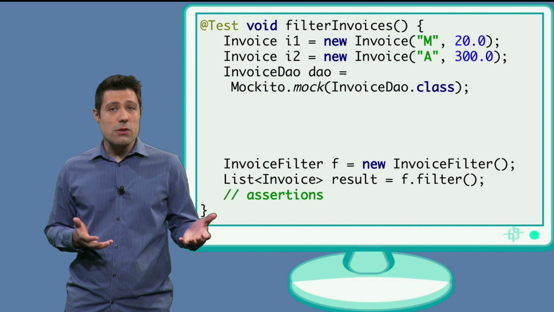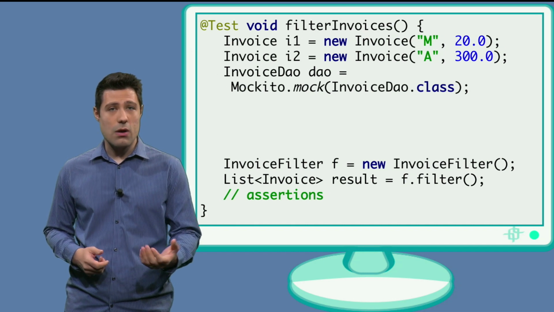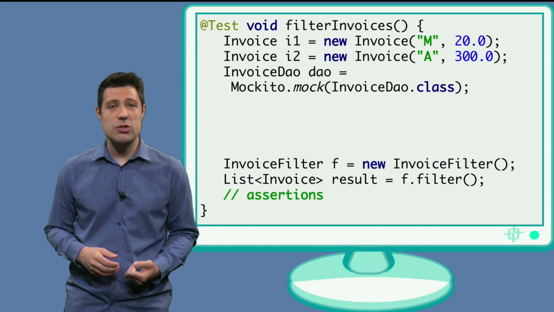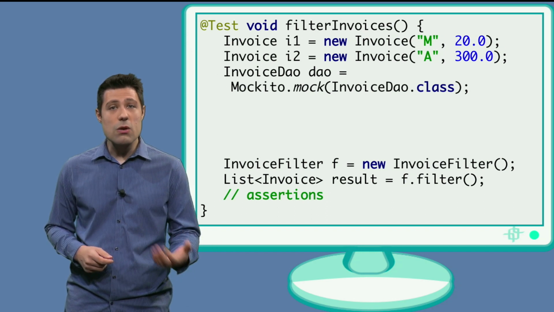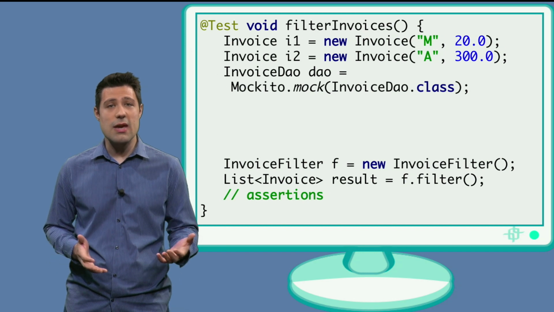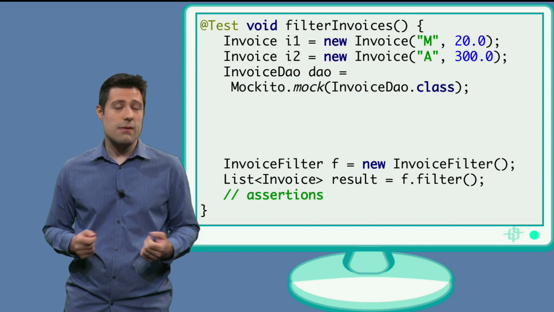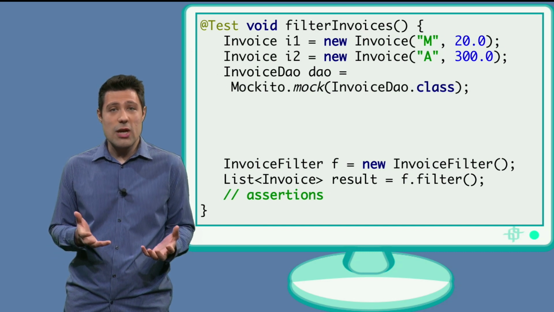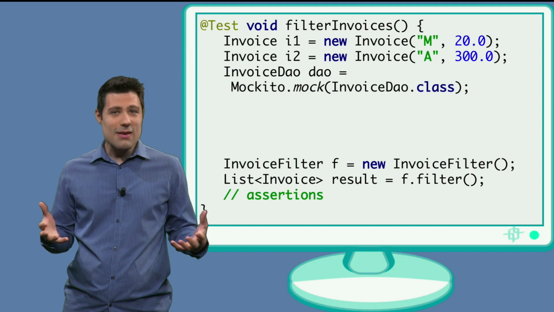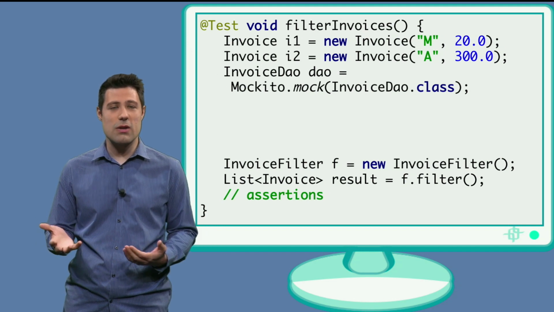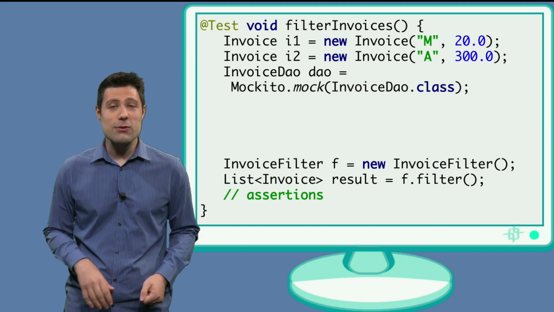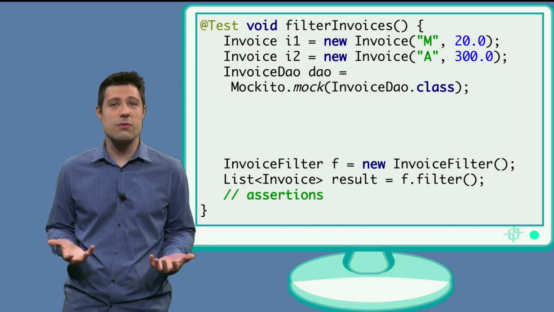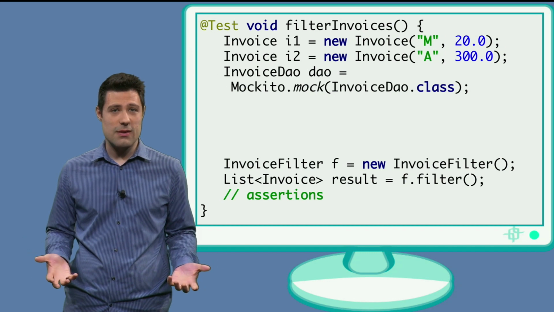So the mock method from Mockito receives the class we want to mock. And you see the dot class because we are getting the definition of that class from the JVM. Mockito returns the same type of the class, in this case, invoice data access object. And this is very useful for us because it means we don't have to change our code that much, because the mocked class has the same interface as the real class. Of course, for Mockito to do it, there's lots of magic going on behind the scenes, but for us, consumers of the framework, we can just take advantage of it.